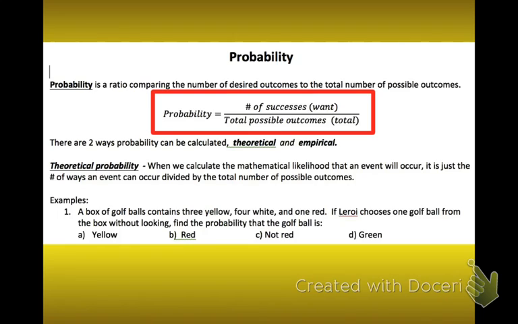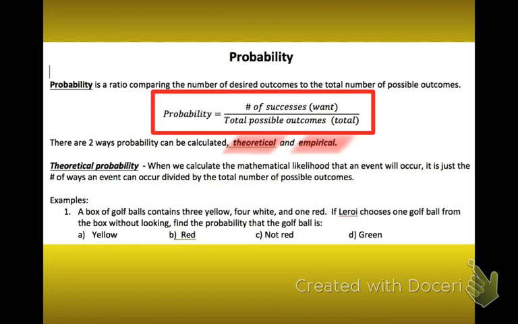And there's two ways to look at probabilities. There is either what we call theoretical and empirical. So we're going to start with theoretical. Theoretical probability is when you calculate the mathematical likelihood an event will occur. So it's looking at the mathematics of it, not what necessarily happens exactly. That's empirical. So theoretical is just going based on what could happen.